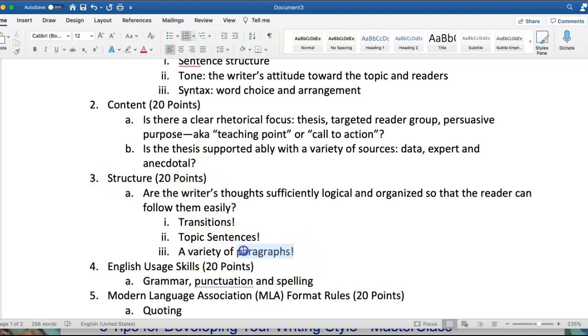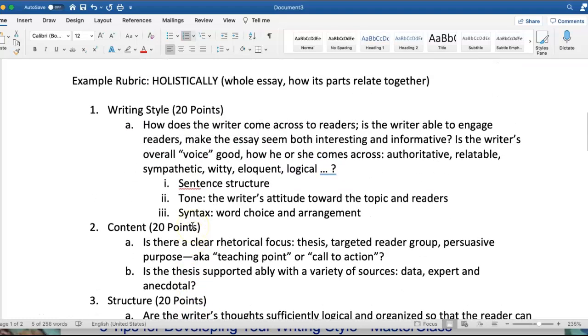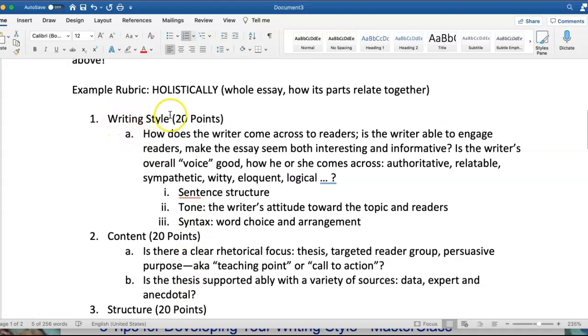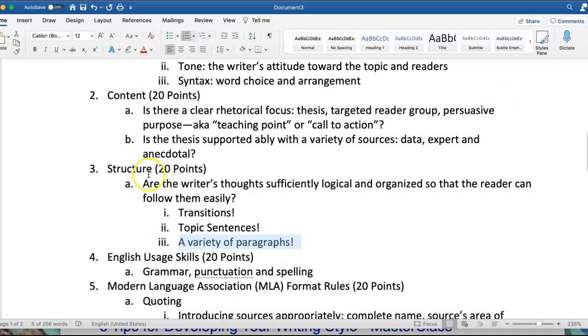You want a variety. So this is all related to structure. And does a variety of paragraphs, all of this, bleed into writing style? Yes, it does. It's all interconnected. But it's separate enough so that we can make structure into its own category.